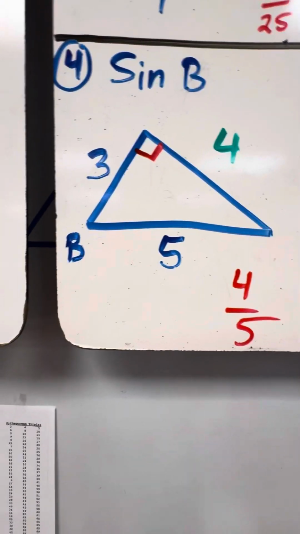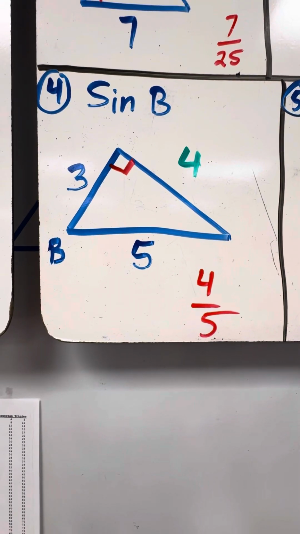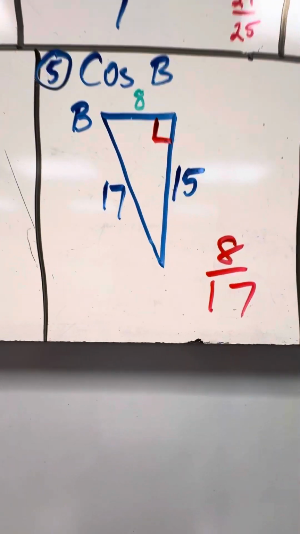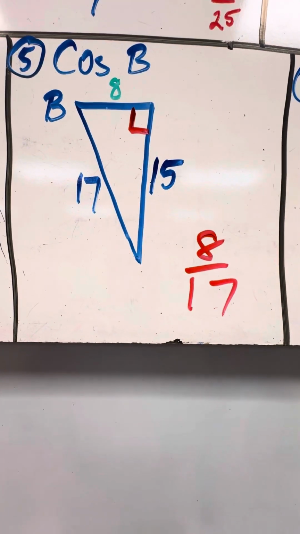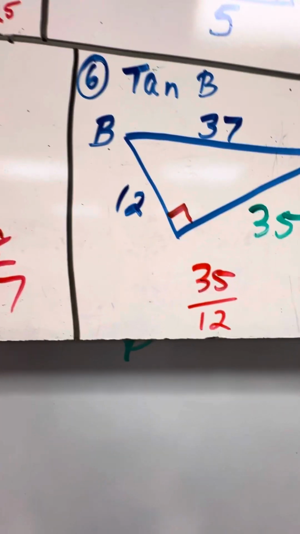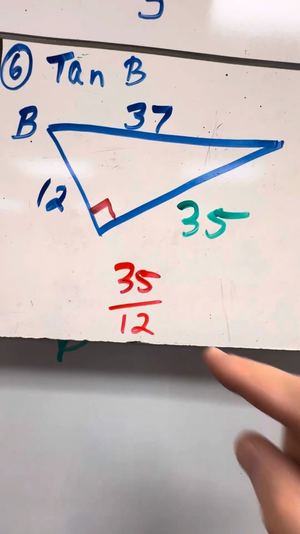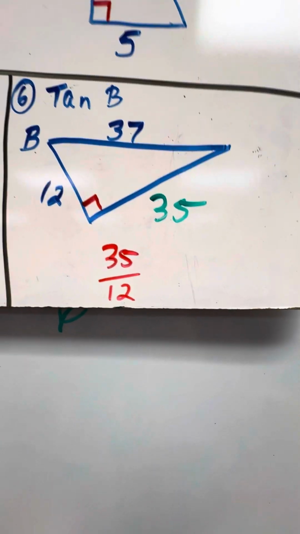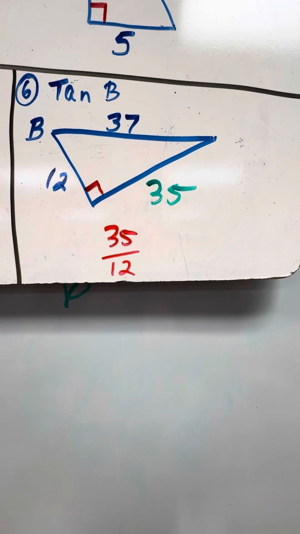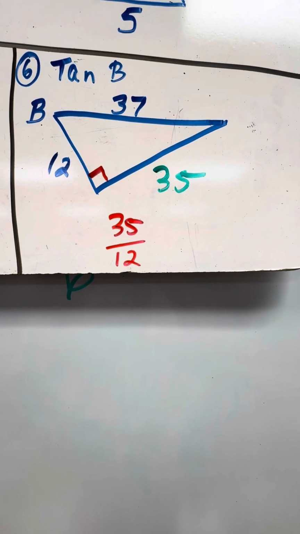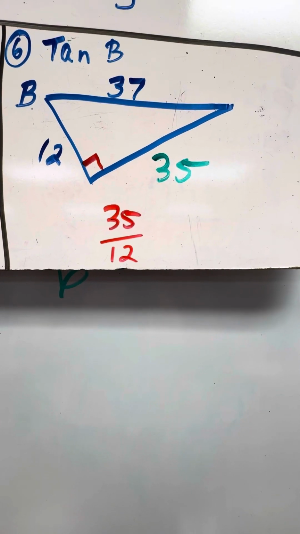What's sine of B? Here's B. Opposite over hypotenuse is 4 over 5. What's cosine of B? Adjacent over hypotenuse, 8 over 17. What's tan of B? Opposite over adjacent, or 35 over 12. You may need to reduce. If you're able to reduce and you're dealt a math assignment, then you have to reduce.